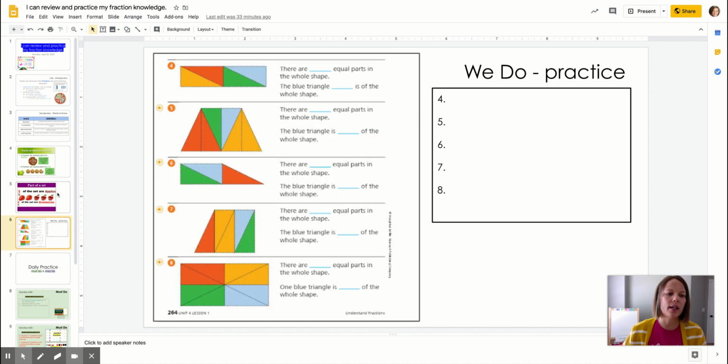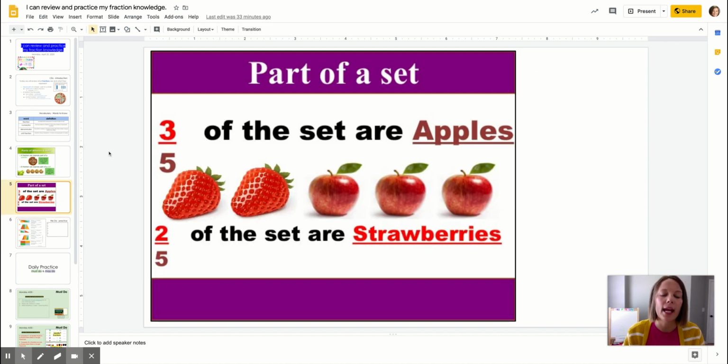Here is another way to look at parts of a set. Let's say we have some fruit in a basket, maybe on the counter of your house, and there are some strawberries and some apples in this basket. If I want to know how many apples are in the basket, that would be part of a set, because I'm talking about apples, strawberries, any other fruit that might be in that basket. And in this example, 3 pieces of fruit are apples and 2 pieces of fruit are strawberries.